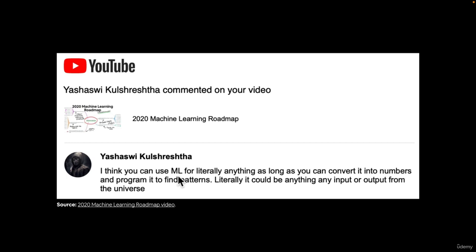For literally anything, as long as you can convert it into numbers. That's what we said before. Machine learning is turning something into computer readable numbers, and then programming it to find patterns, except with a machine learning algorithm, typically we write the algorithm and it finds the patterns, not us. And so literally it could be anything, any input or output from the universe. That's pretty darn cool about machine learning, right? But should you always use it just because it could be used for anything?